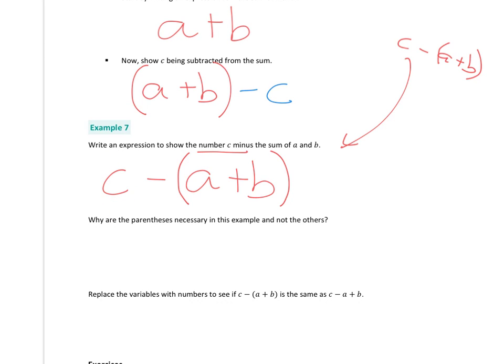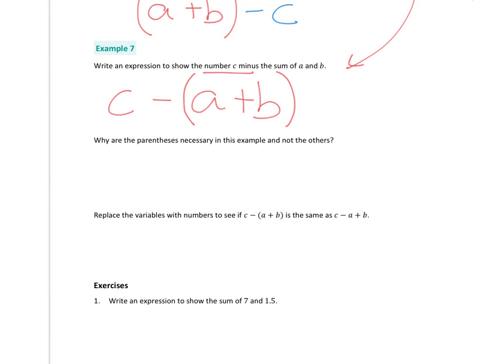So I would summarize that in your own words down here, something like what I said. And then down here, we can check it. So replace the variables with the numbers to see if C minus the sum of A, B is the same as C minus A plus B. The easiest way to do this would be to pick a number for A, B, and C. So A, B, C, I'll say 2, 3, and 4.